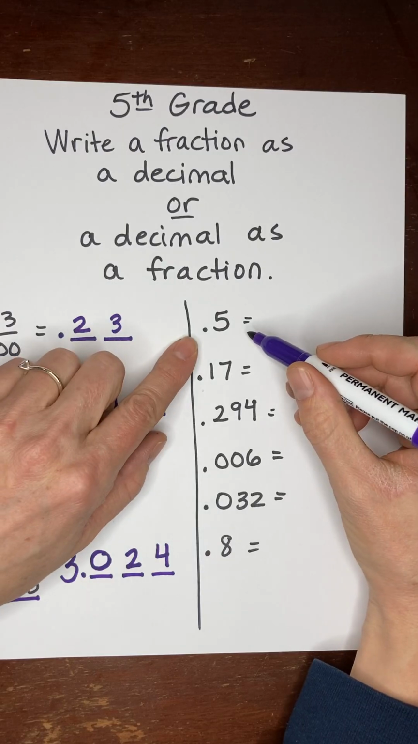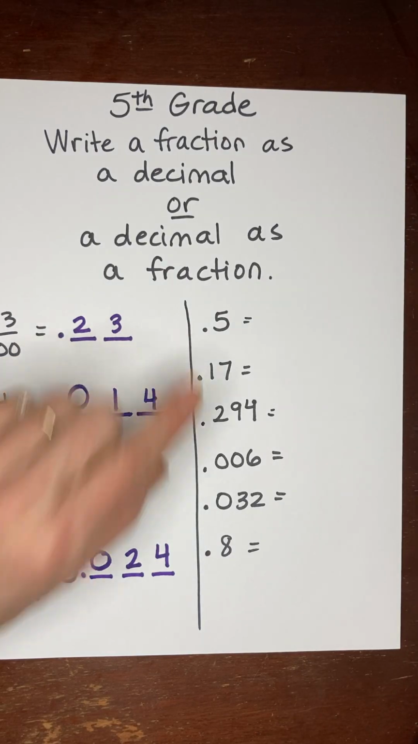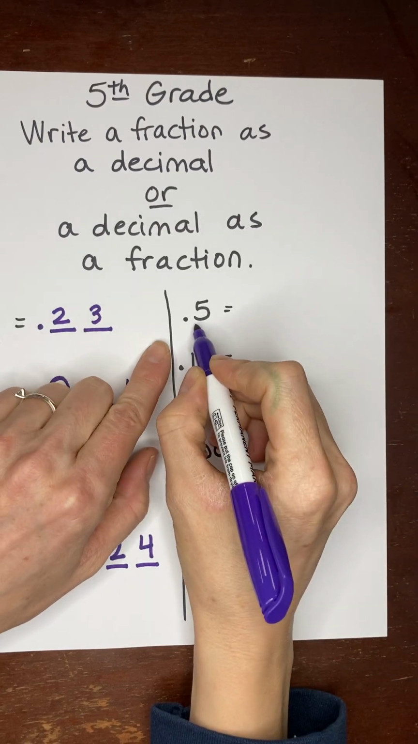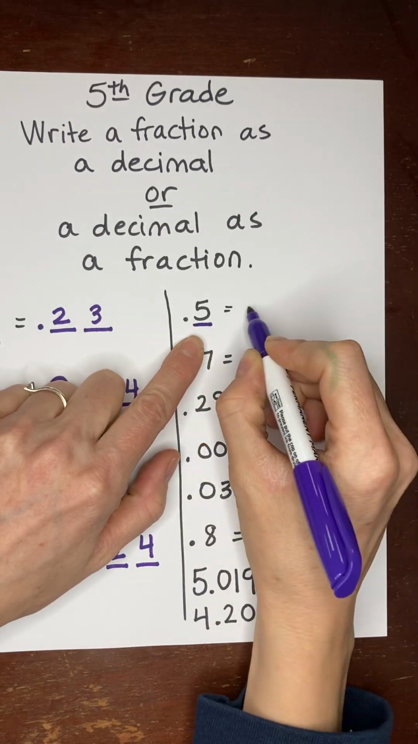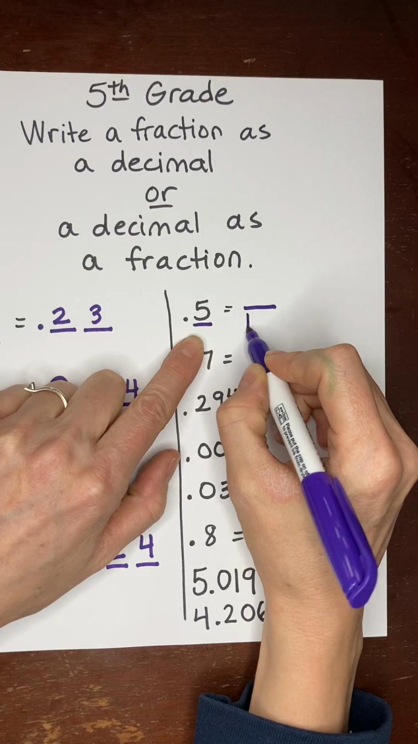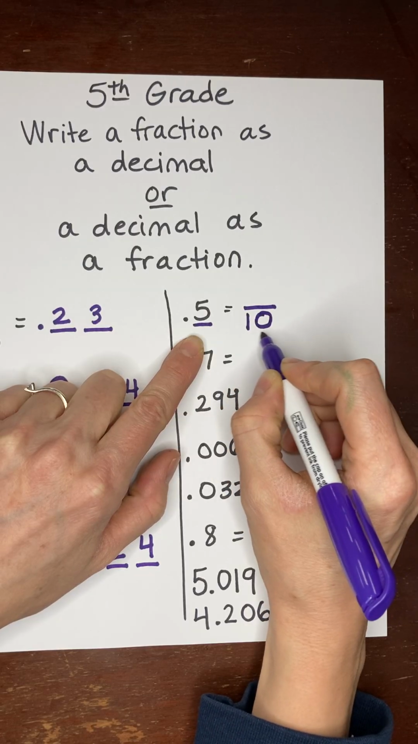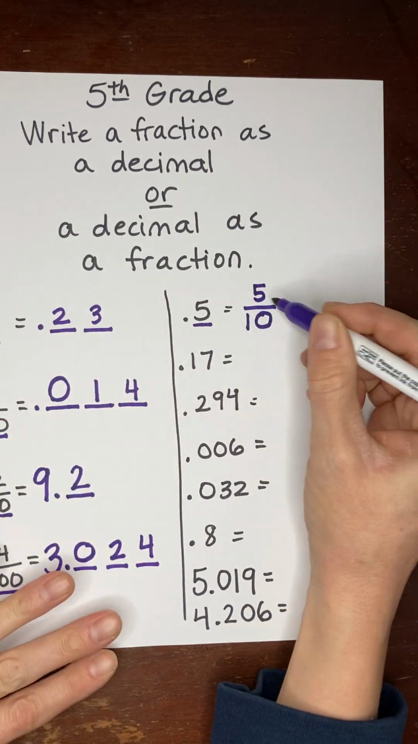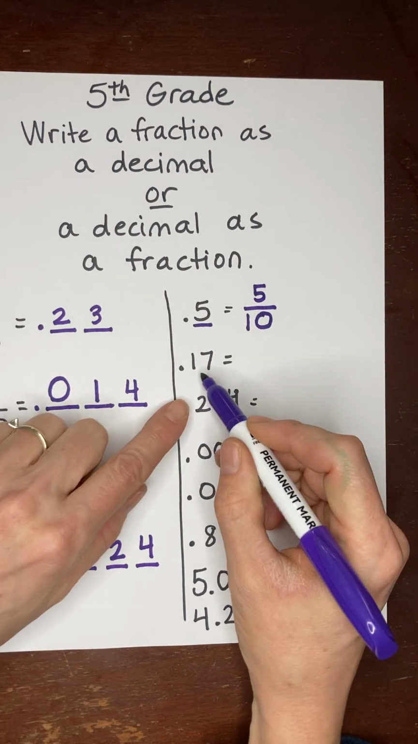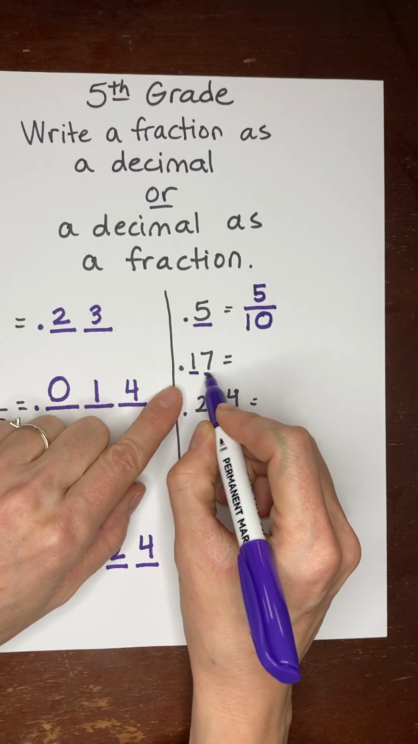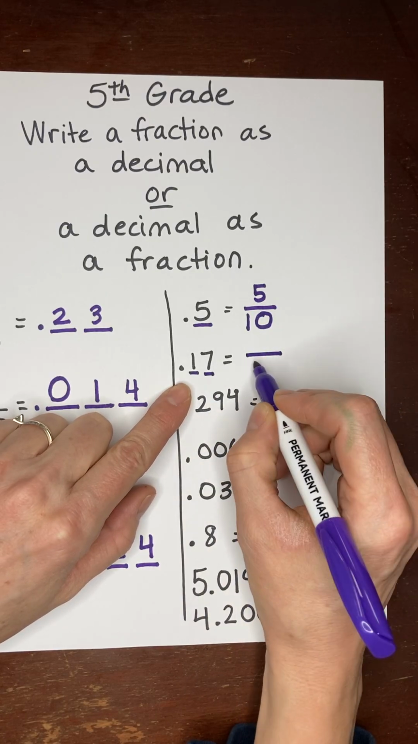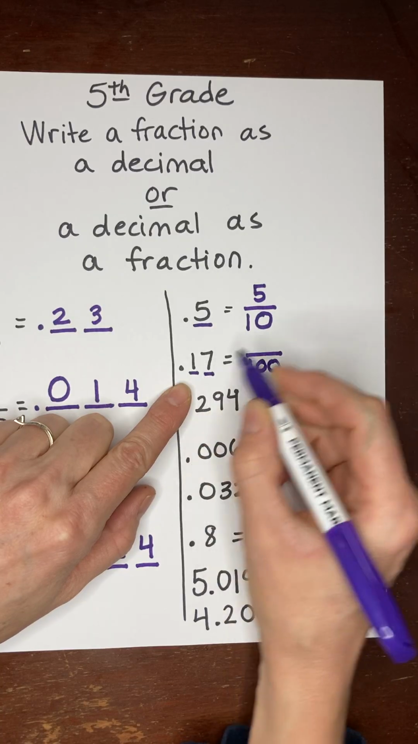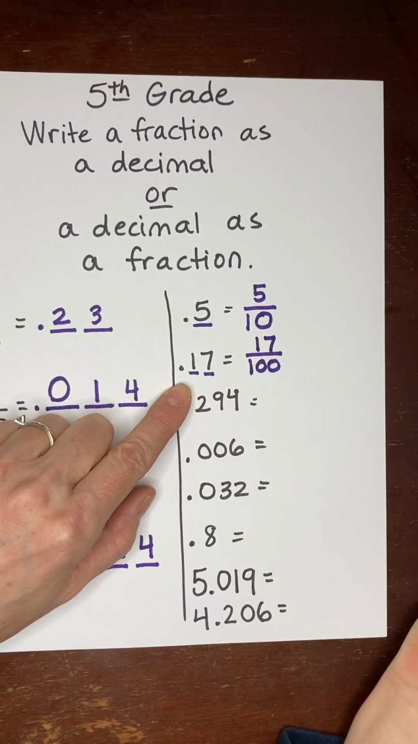Let's go to these ones where we start with a decimal and then we finish with a fraction. Okay, 0.5. So I have 1 decimal place, so that tells me the denominator of my fraction needs to be 10 because 10 has 1 zero. And I'm going to put my number right up here at the top. So 0.5 is 5/10. What about 0.17? Well, I've got 2 decimal places, so that means my fraction is going to have 2 zeros, 100, and I'm going to put my number at the top, 17.